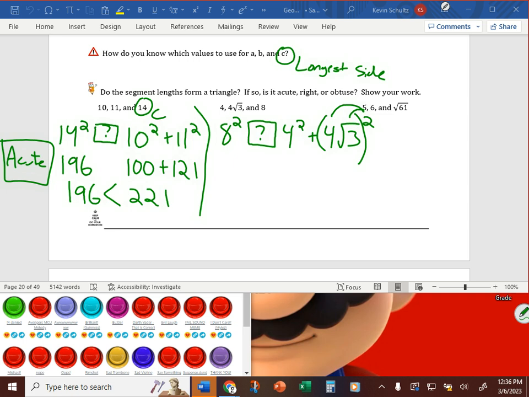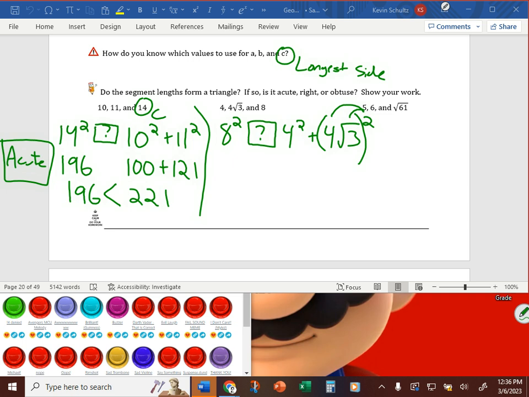Could you just turn the 4 root 3 into a decimal and have it that way? Yes, that would also work. Just to make sure you don't round. Okay? Because if you round a decimal and square it, now you're using a slightly inaccurate value. Okay, so make sure that you use that answer function there.